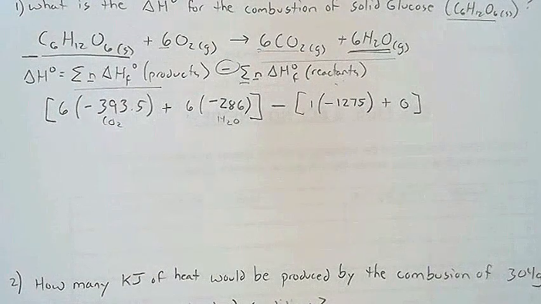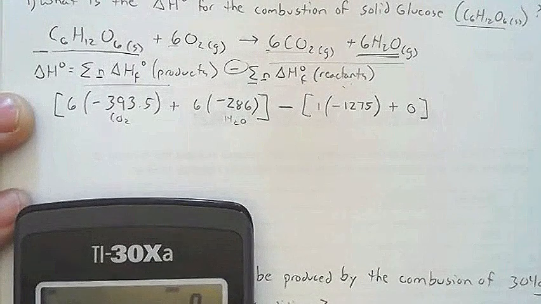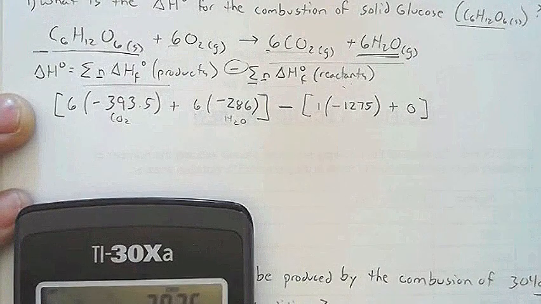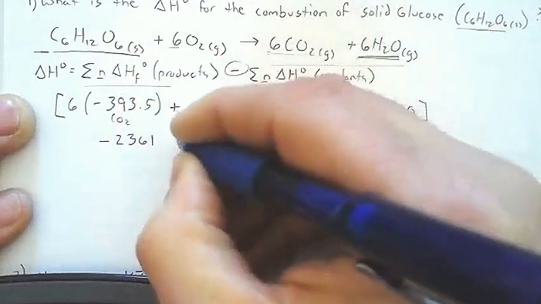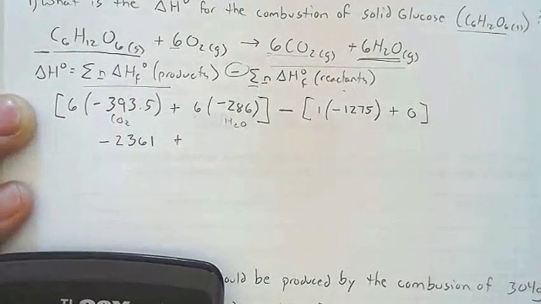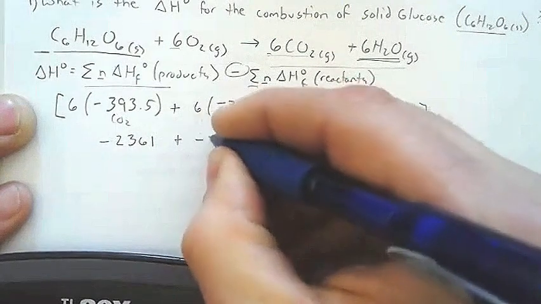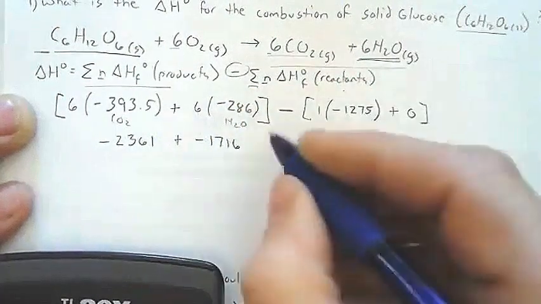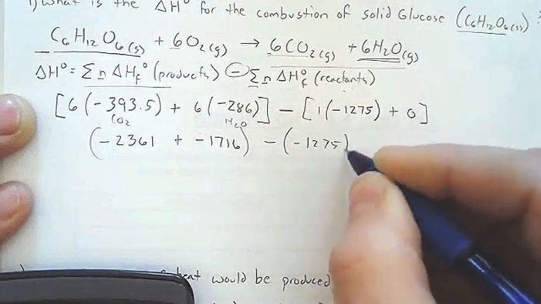And we go through and we do our math on our calculators. And we go, 6 times negative 393.5. And we get equals, that's going to be negative 2361. And we add that to 6 times negative 286. And we get negative 1716. And we're going to be subtracting negative 1275.